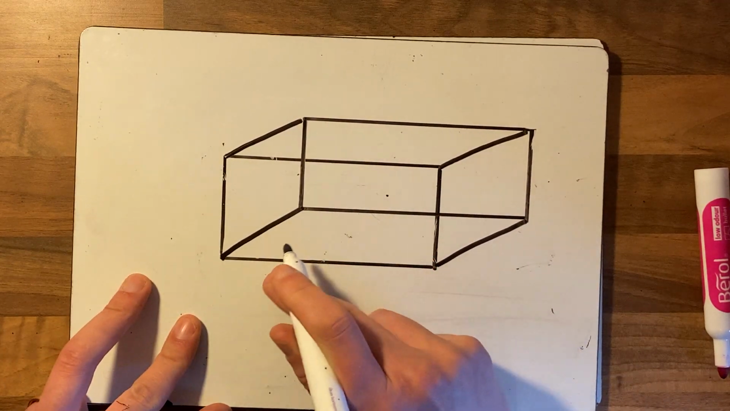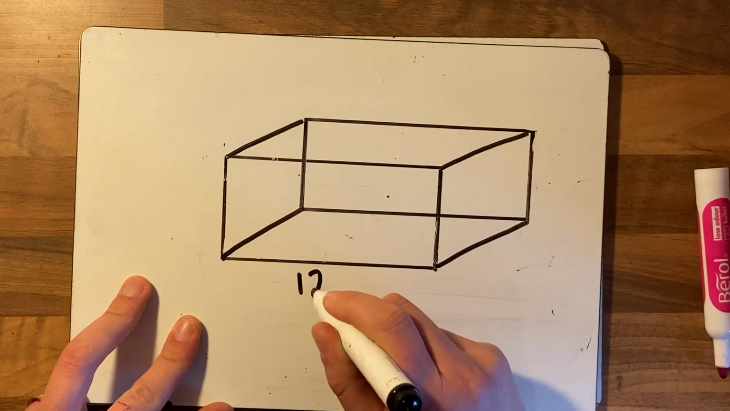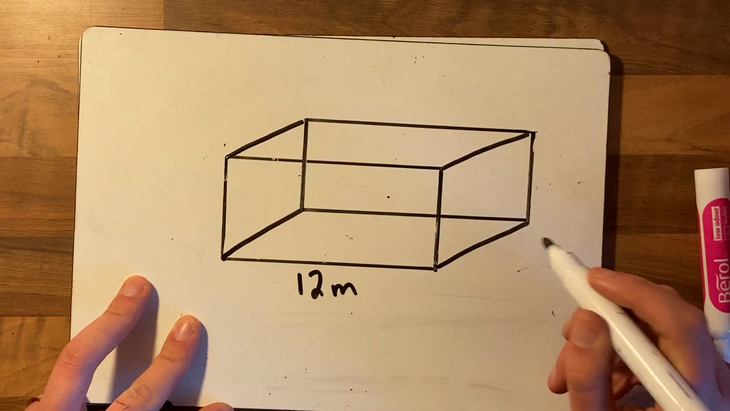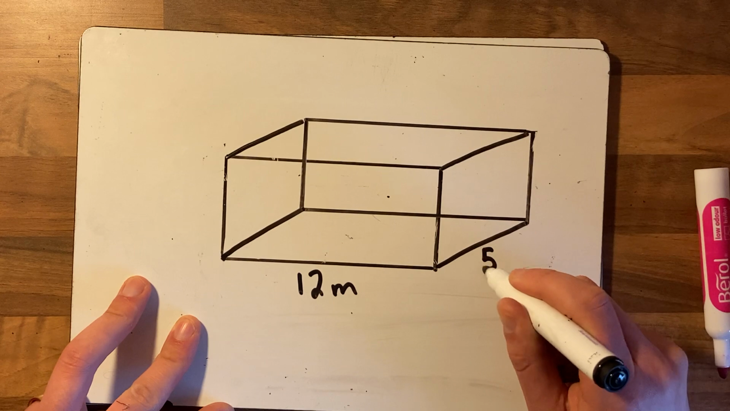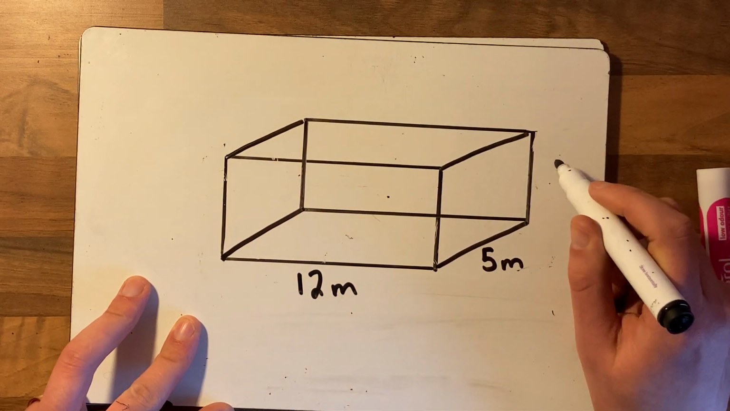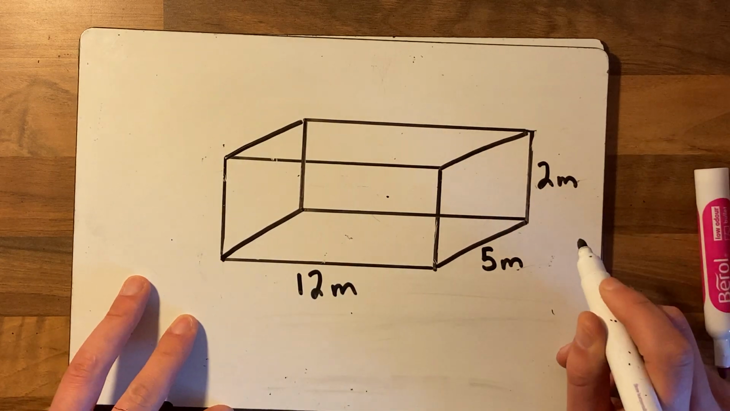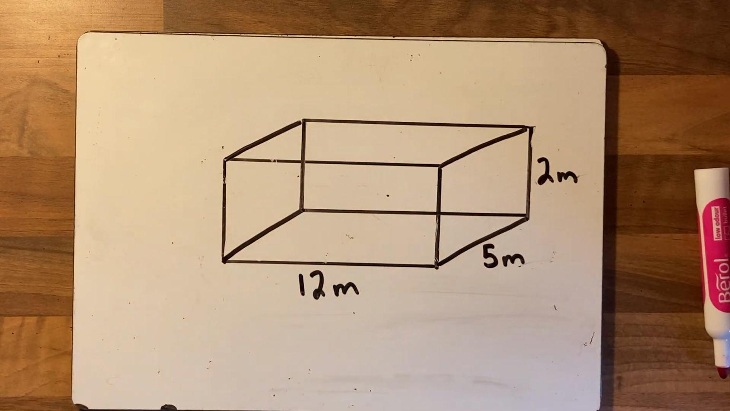Right, the final one that we'll do for today, if this one was 12, let's do metres again. If this one was 12 metres, if this one was 5 metres, and if this one was 2 metres, do you think you could have a go at working out what the volume of that shape is for me, year 6?